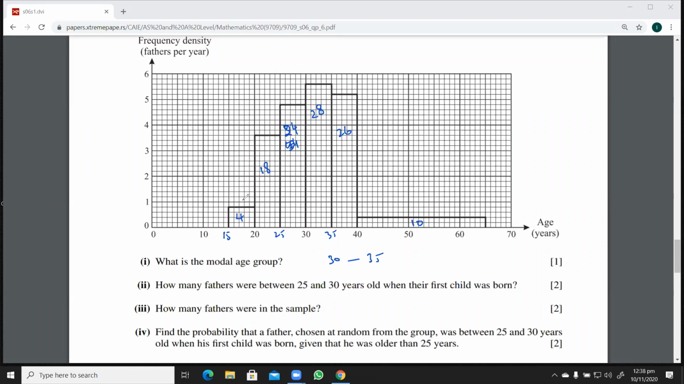How many fathers were in the sample? So we add all of them. This is 4 plus 18 is 22. This is 46, 66, 74, 100. And I think that is 110. You can check again, my mental maths working. Is that correct? Yes, Bacho? Yes, sir. Okay.